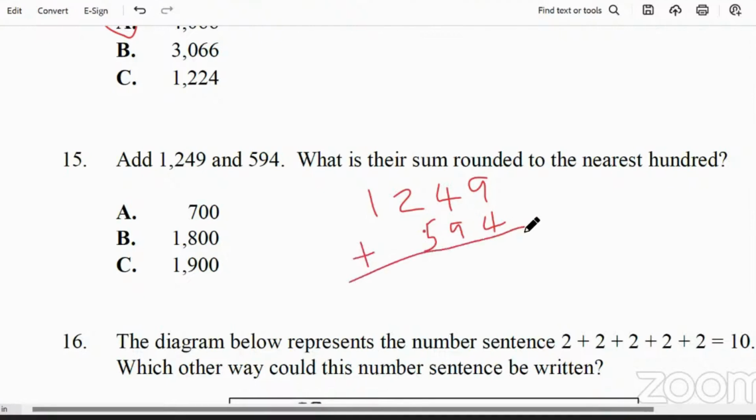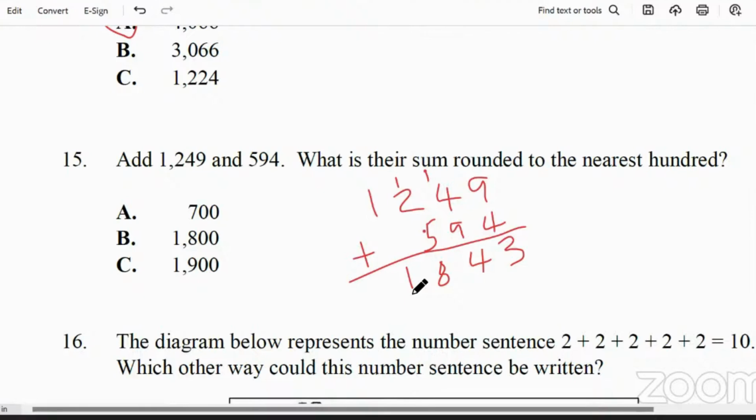Let's add them. 9 plus 4, that's 13. 3 here, bring the 1 over in this column. 1 plus 4 is 5, plus 9, that's 14. Bring the 1 over in this column. 1 plus 2 plus 5, that's 8. And then this one goes here. So the answer is 1,843.